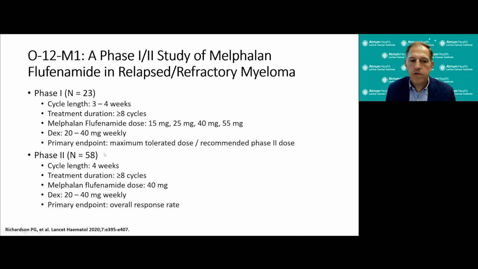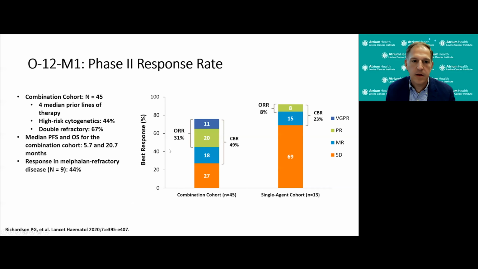The phase 2 portion of the study had 58 patients in total. Again, they received Melphalan Flufenamide 40 milligrams IV through a central line once every 4 weeks with a 40 milligram dose of weekly dexamethasone, 20 milligrams for those patients that were over the age of 75. And the primary endpoint of the phase 2 portion of this trial was overall response rate.